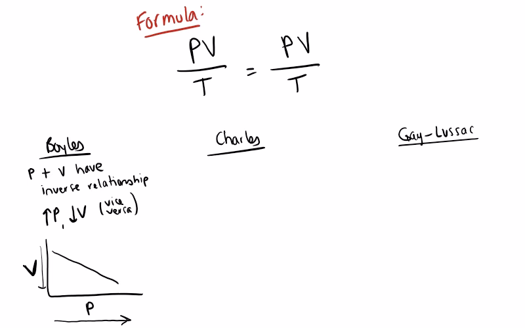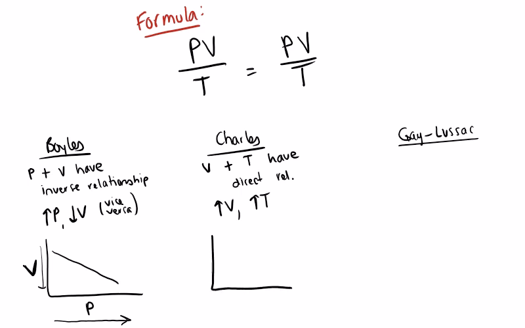Now, what we can do is, if I'm reading a problem and it only talks to me about pressure and volume, then I'm working within Boyle's law, and I can just ignore the T. So PV equals PV, there's Boyle's law. Okay, now Charles's law says that volume and temperature have a direct relationship. Okay, so that means that if I increase the volume, I increase the temperature.